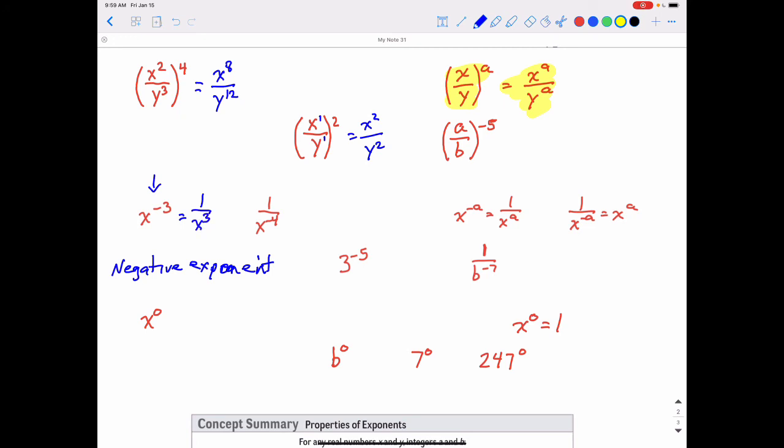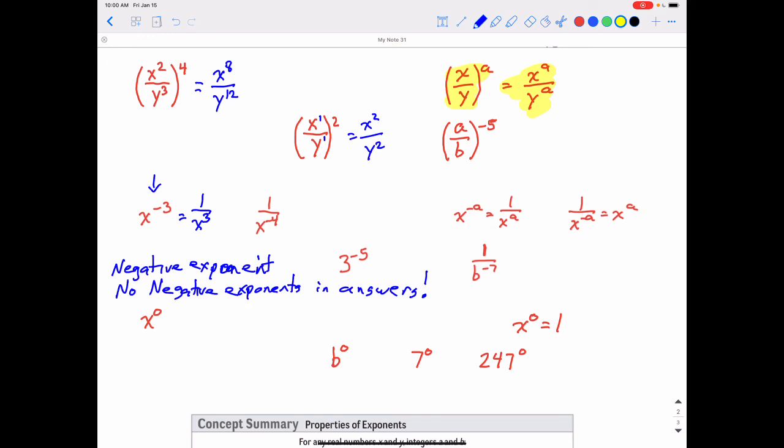You should always do that because we should not leave negative exponents in the answers. So no negative exponents in the answers. If you do that, it would be counted wrong.